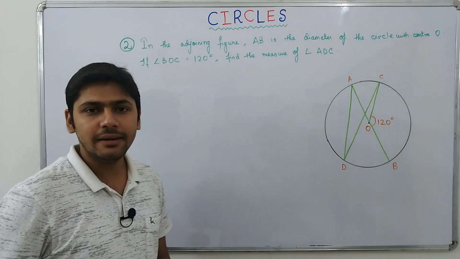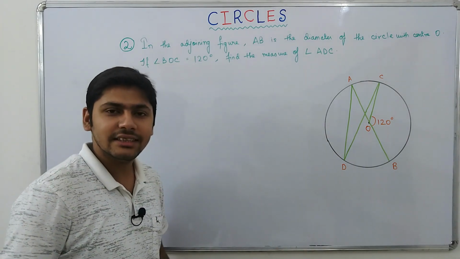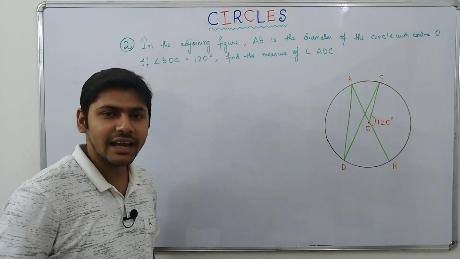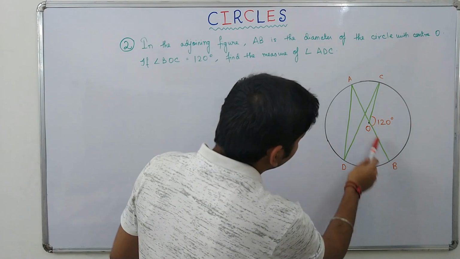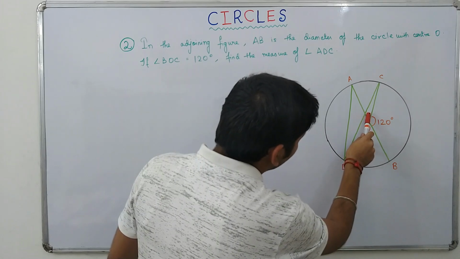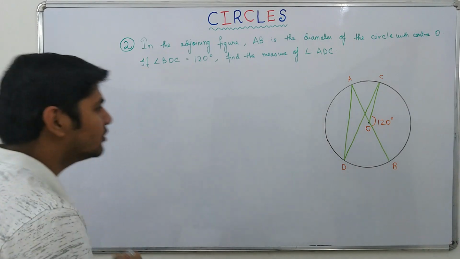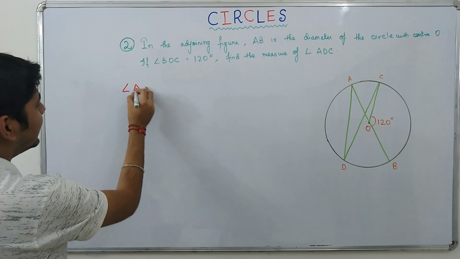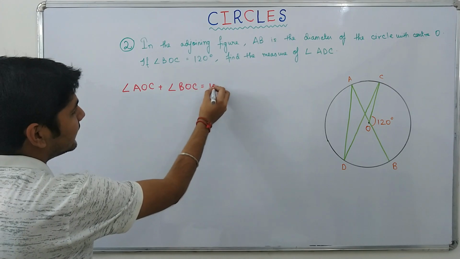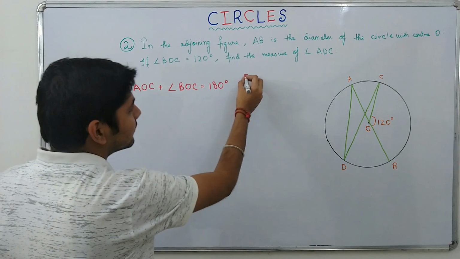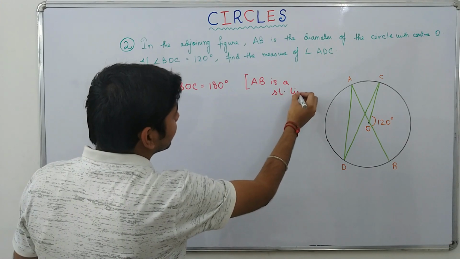So let's begin. We can see that AB is the diameter of the circle. That means it is a straight line, and the angles on a straight line add up to be 180 degree. So this angle over here, that means angle BOC, plus this angle over here, that means angle AOC, will be 180 degree. Let me write it down. So angle AOC plus angle BOC will be 180 degree. I'll write the reason that AB is a straight line.